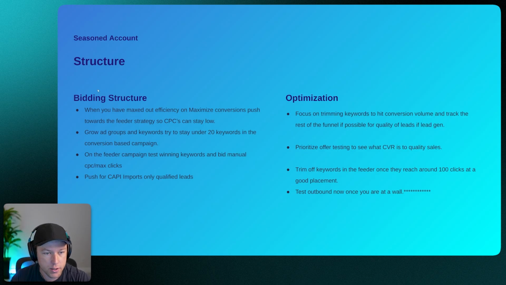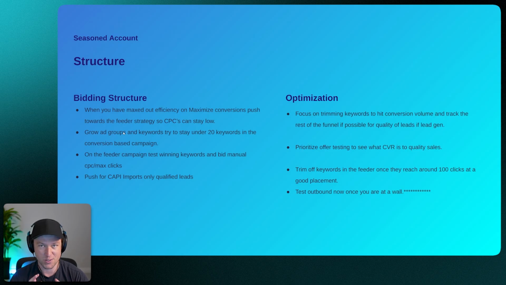So in the bidding structure, what we like to do is when you have maxed out efficiency on maximized conversions, we push towards one of our strategies called the feeder strategy, so CPCs can stay low. So I'll explain that in just a moment real briefly, but we grow ad groups and keywords, try to stay under 20 keywords in the conversion-based campaign. On the feeder campaign, test winning keywords and bid manual CPC or max clicks. Push for CAPI imports only for qualified leads. Okay, there's a lot here to cover real quick.